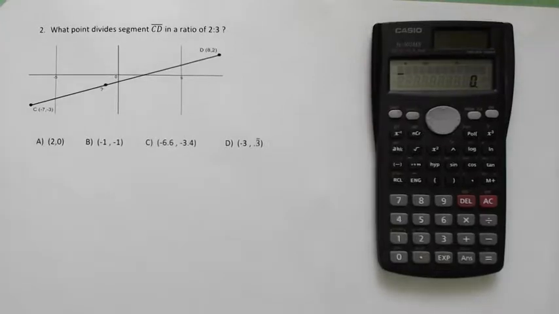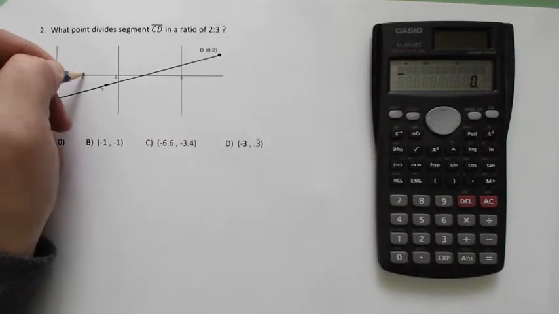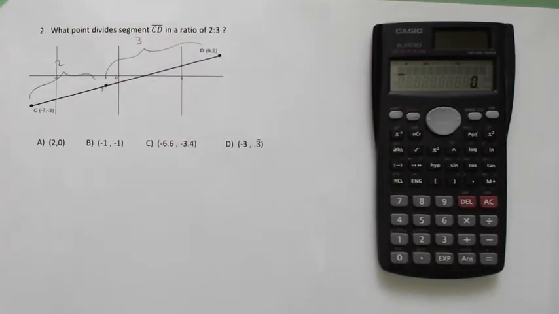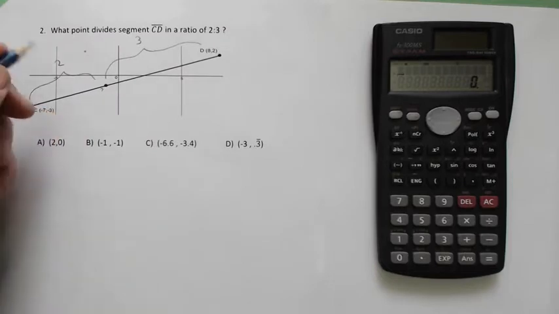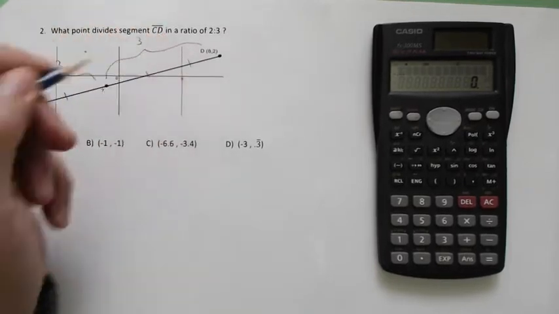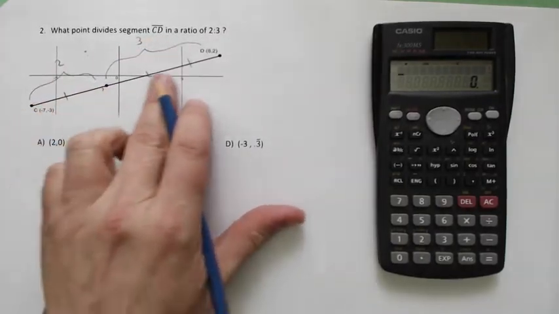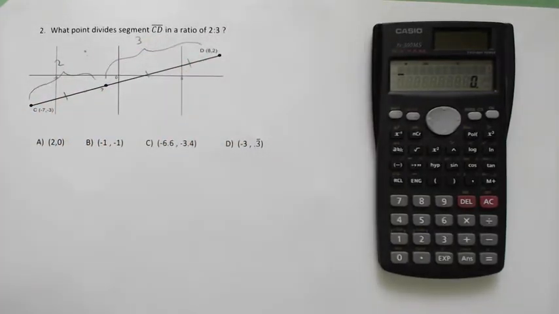Hey, here we are on division point. This is number 2. Line segment CD in a ratio of 2 to 3. What that means is that this is 2 parts to 3 parts, as the ratio, 2 equal parts to 3 equal parts, each of those parts being equal. A total of 5 parts when you add those together, and that's important for the fraction.